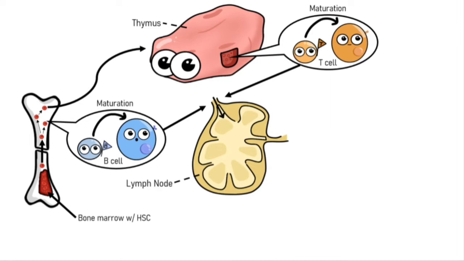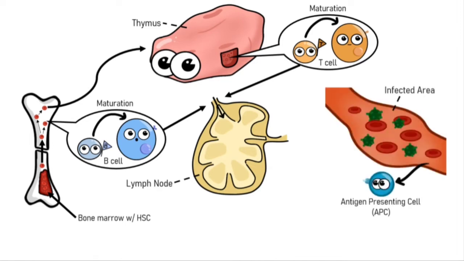Let's say now that somewhere in your body there is an infection. That infected area will most likely have a viral or bacterial antigen that cells, which are known as antigen-presenting cells, will pick up and take over to the lymph nodes, where your mature B and T cells are sitting.